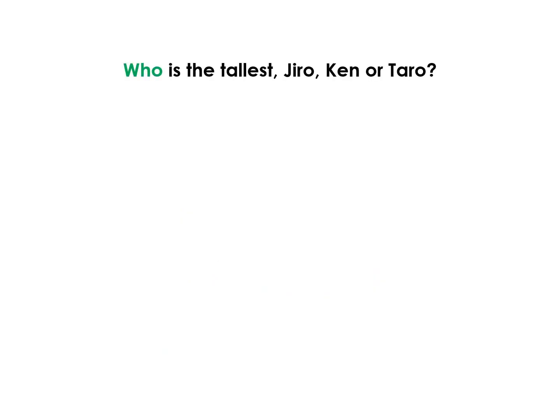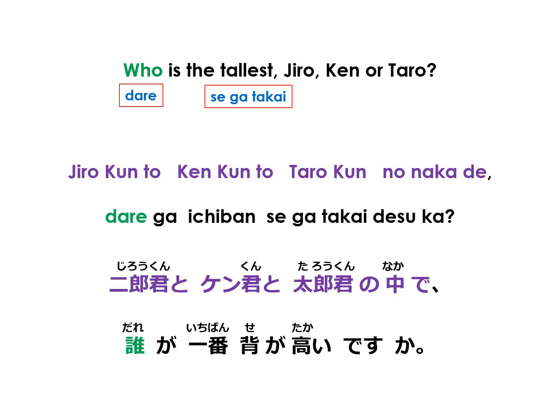Next example. Who is the tallest: Jiro, Ken, or Taro? We phrase the English sentence differently, but the Japanese sentence pattern remains the same. Tall in height is se ga takai. And now our interrogative pronoun changes to dare, which means who. Putting them all together, we say Jiro-kun to Ken-kun to Taro-kun no naka de dare ga ichiban se ga takai desu ka?